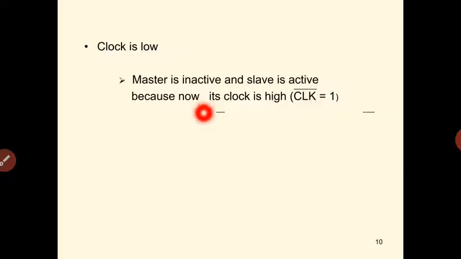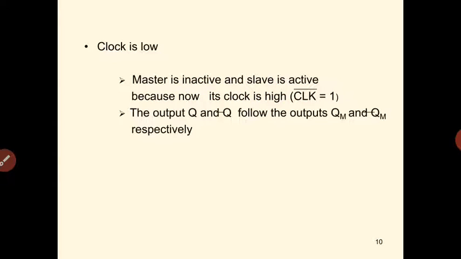Okay. And whenever clock is low, what will happen? Master is inactive and slave is active, because now its clock is high. Slave clock is high whenever clock is low, because the complement of the clock is applied as clock signal to the slave flip flop, so whenever clock is low, master will become inactive and slave will become active. So what will happen, the outputs Q and Q bar follow the outputs QM and QM bar respectively.